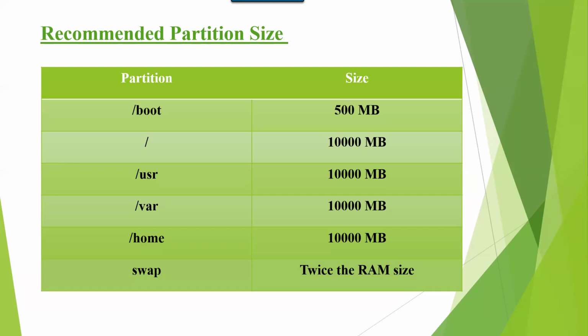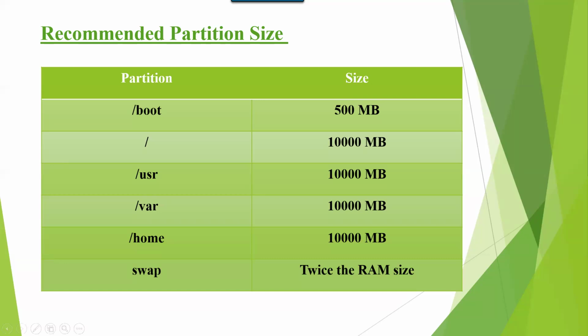See, for example, if your RAM size is 1 GB, you can create 2 GB swap memory. How we create means we'll take the space from hard disk and we'll create it. While installing the operating system, I will show how to create it. So we can take the space from hard disk and we can create swap memory.